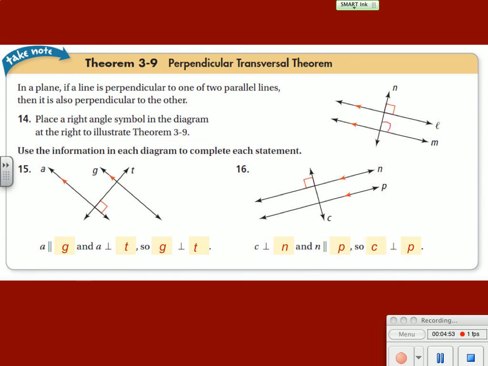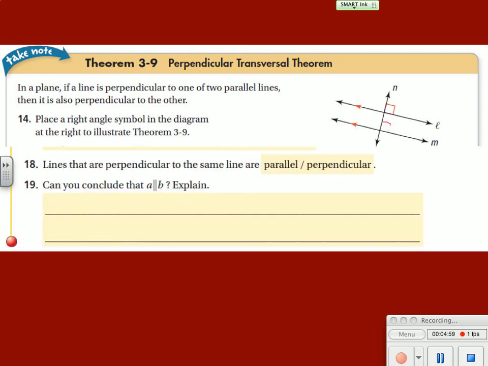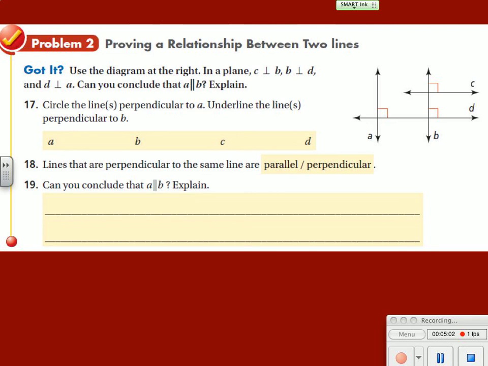So we can prove a relationship between two lines using this information we just learned. We're going to look at the diagram at the right, and in a plane, line C is perpendicular to line B, line B is perpendicular to line D, and line D is perpendicular to line A. Can we conclude that A is parallel to B? So let's go through our little exercises to get to our explanation.